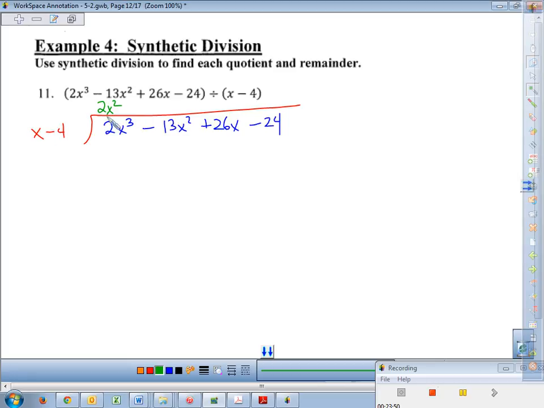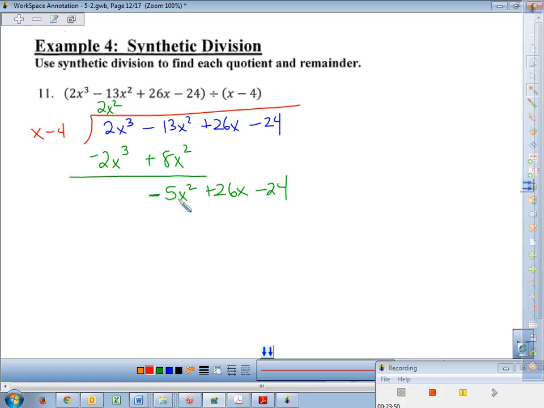We multiply and do the opposite. That would be negative 8x squared, but we have to do the opposite of that and get a positive 8x squared. So far, so good? Then those go away. Negative 13 and a positive 8 is how much? Negative 5x squared, right? All this other stuff comes down. The plus 26 and the minus 24 comes down. Good with that? And then we do it all over again.